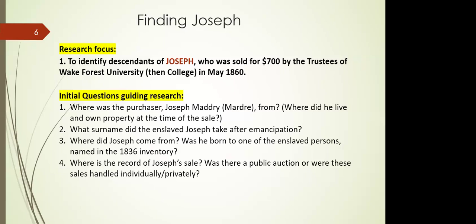And then I needed to find a record of Joseph's sale. The history of Wake Forest says that there was an auction. Was it a public auction, or sales that were handled individually or privately? Finding a record of the sale might give me additional information, like Joseph's age and perhaps who some of his family members were.